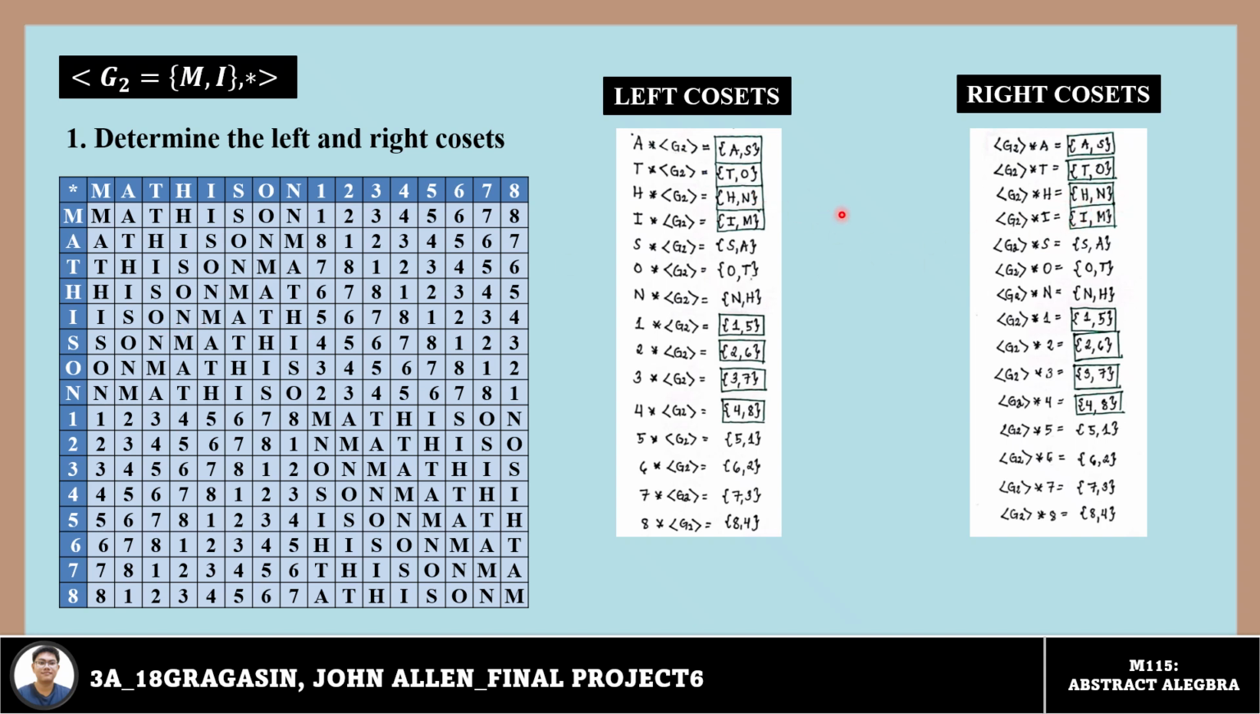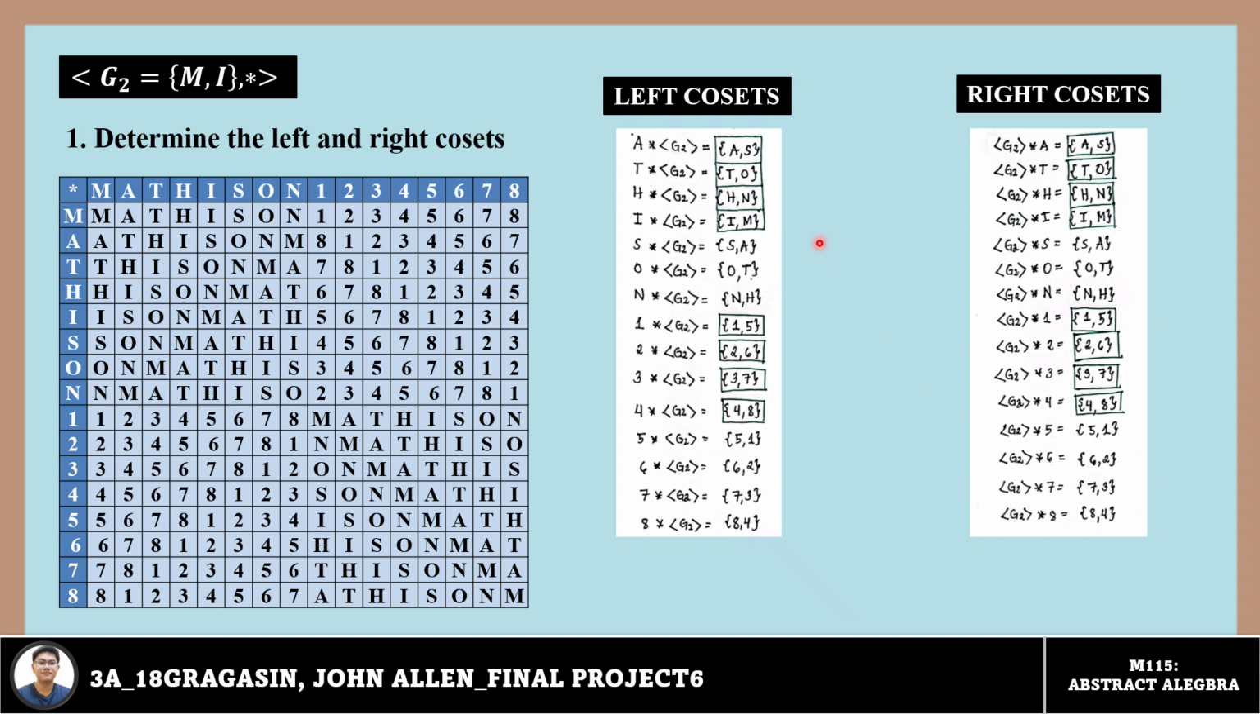And then for our G sub 2 star I, M star I, we have I. And then I star I, we have M. That is why our answer here is I and M. And the process will continue until we reach the last element in our set G.